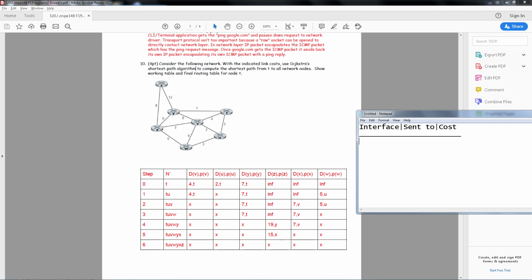And so again, if we're at node T and we want to go to interface U, right? So let's say it's interface U. Right now I don't have values in there, but we send to, well, we simply, or rather this should be sent from.